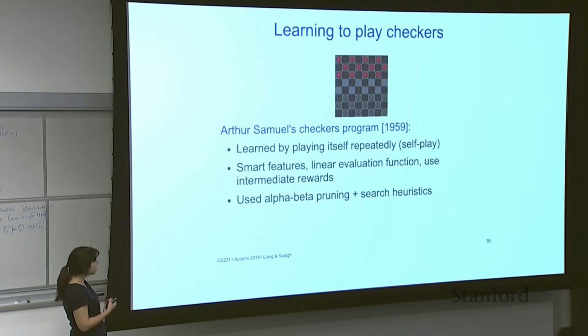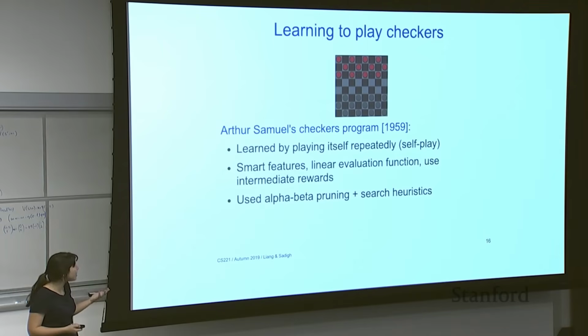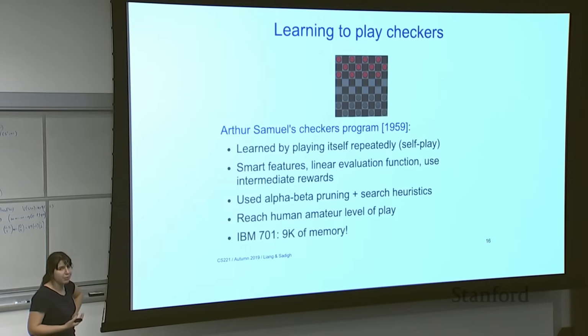A bunch of other things that he did included adding intermediate rewards. So throughout, to get to the endpoint, he added some intermediate rewards, and used alpha-beta pruning and some search heuristics. It was impressive, what he did in the 50s. He ended up with a game that was reaching human amateur level of play, and he only used 9K of memory, which is really impressive if you think about it. So this idea of learning in games is old. People have been using it.